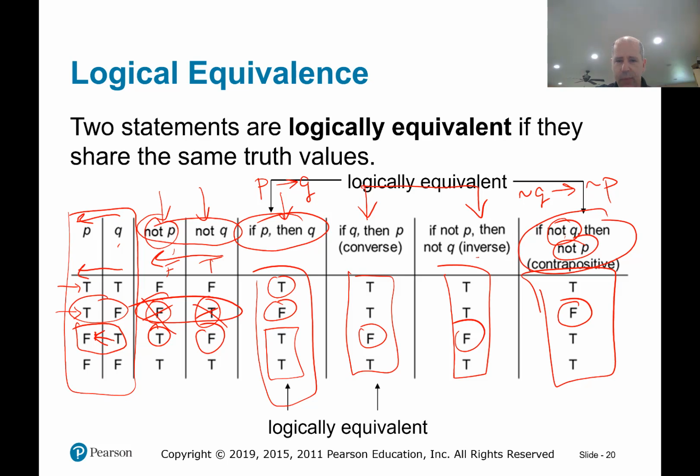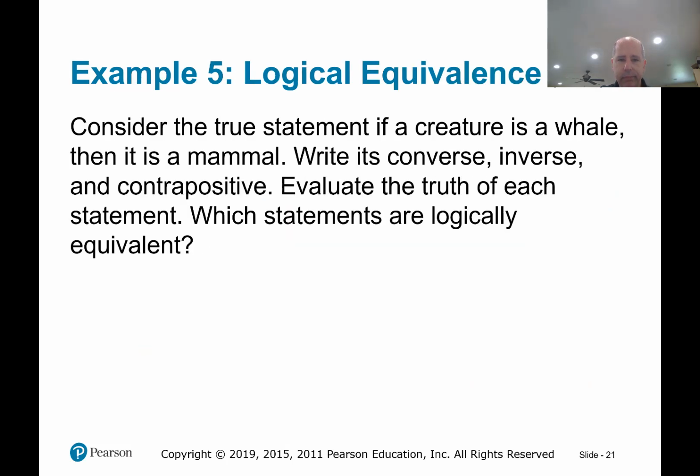Okay, so now we have those two. All right. So consider the true statement: if a creature is a whale, then it is a mammal. Write its converse, inverse, and contrapositive. Evaluate the truth of each statement. Which statements are logically equivalent? Well, we already know which ones are going to be logically equivalent, but let's go ahead and do it anyway.